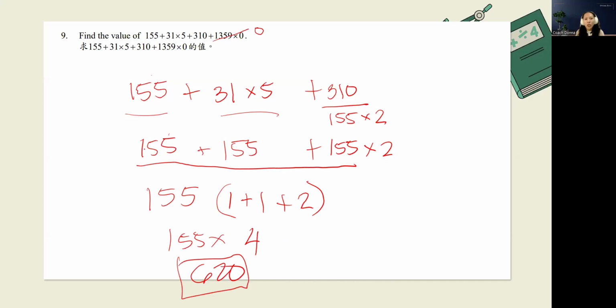Another way is that you could actually just add 155, 155, and 310 directly. You will still get the same answer of 620. Whichever you're more comfortable and confident to use. Okay? No questions? Okay. If none, let's proceed. So we have number 10.